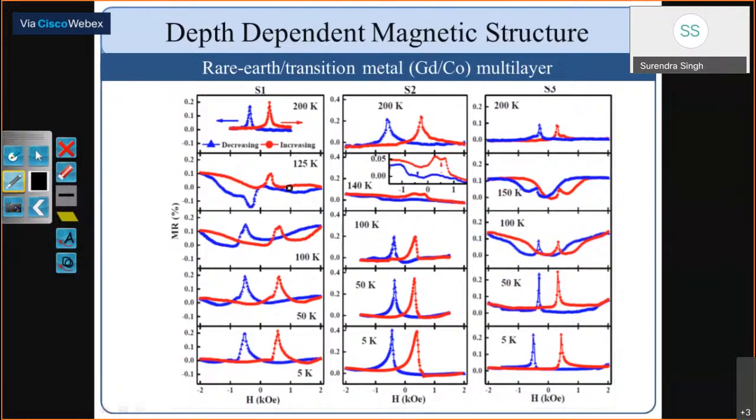You can see this is going up, this is going down, and this asymmetry decreases in S2, but we didn't get that asymmetry over here. We get additional things in the MR data. And when we go to low temperature, it becomes uniform again. So to see all this kind of structure, we have done polarized neutron reflectivity with spin analysis.